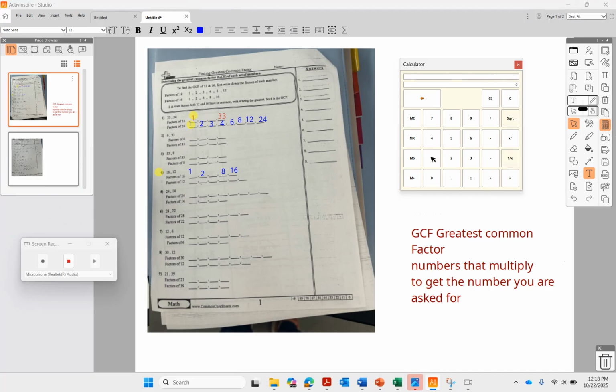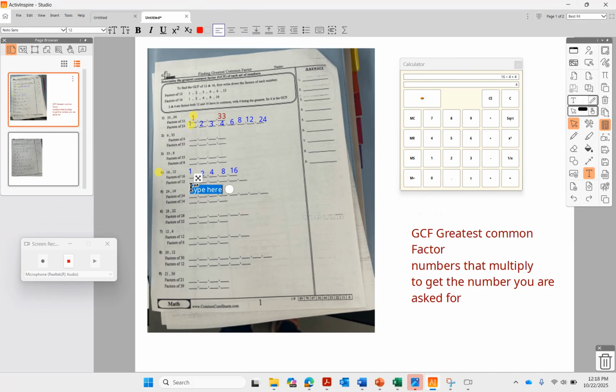And 16 divided by 4. Well, I happen to know that 4 times 4 is 16, and there's only one little line there because you don't list 4 twice. So those are your factors of 16. Those are all the numbers that divide into the number you're asking for without a remainder. Now, let's look at factors of 12.